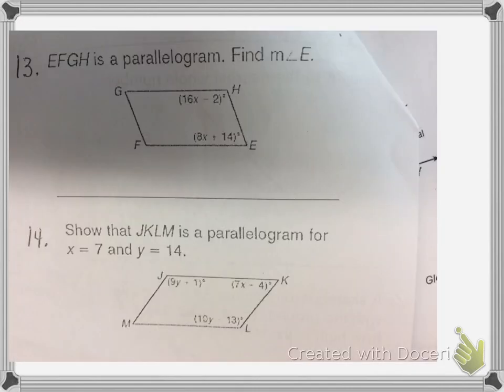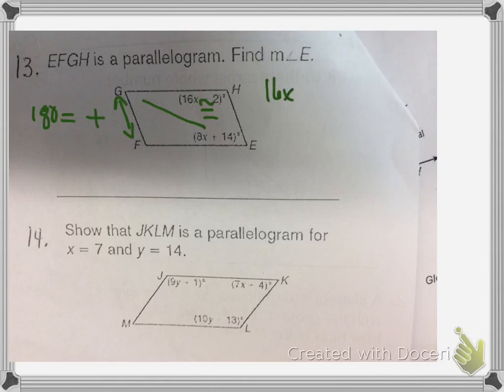Now, how is that different here for number 13? On number 13, I would make note on something like this, on a parallelogram, angles like this that are across from each other, opposite angles are congruent. Okay, so keep that in mind. So that means here, these two add up to 180.